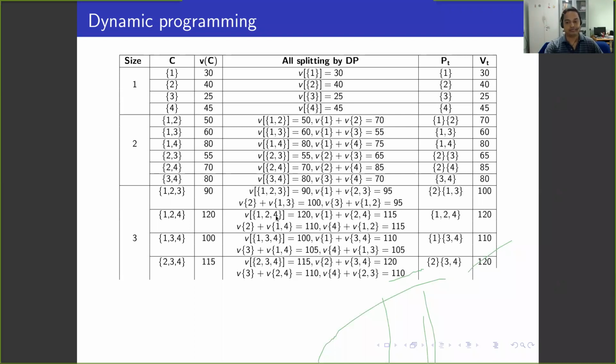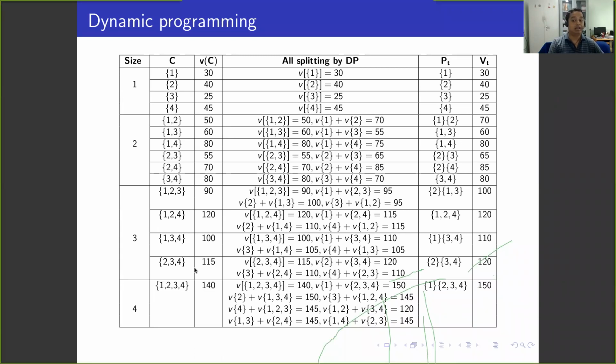That is the idea. Similarly for 1, 3, 4, similarly for 2, 3, 4, and similarly for size 4, because we are taking 4 agents. This example is for 4 agents, 1, 2, 3, 4. It is given as 140. So mind it, this C and VC is given in this example. Now, how from C a VC is calculated, that is called the characteristic function game, which itself is a research component for particular applications.